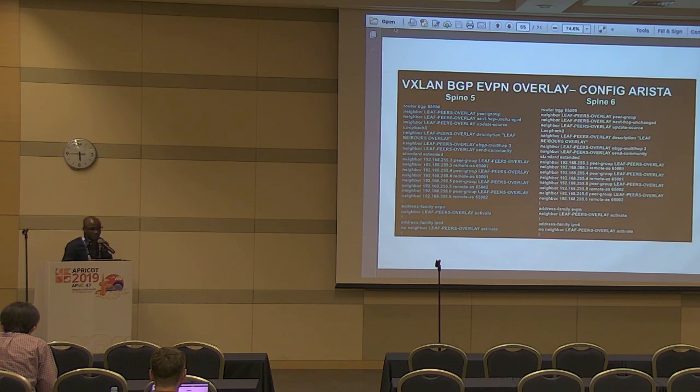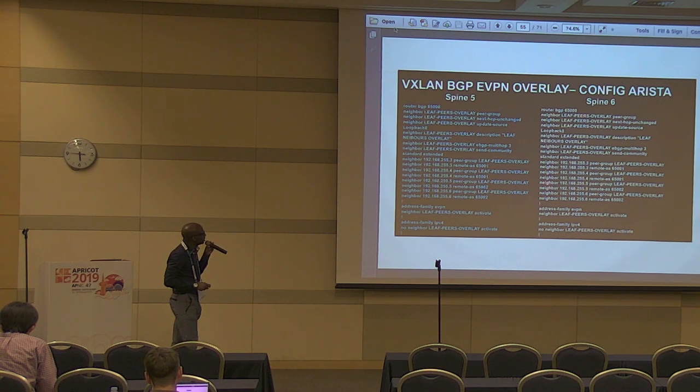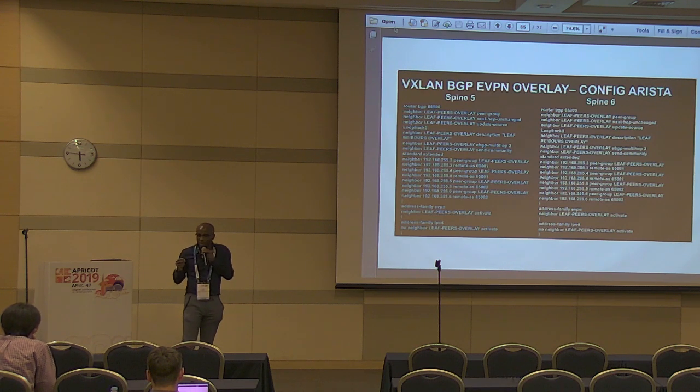There's a key point though that you need to know. Because this is eBGP in the overlay and the eBGP in the underlay. For the overlay, this line is key. Remember, your eBGP will rewrite the next hop information.